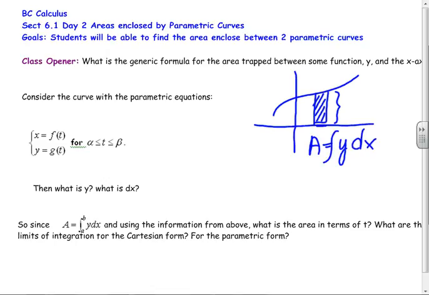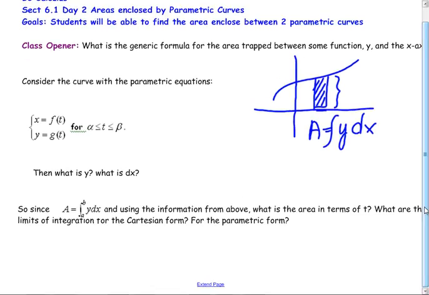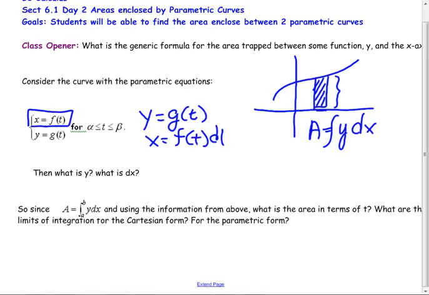Parametrics are the same exact thing. So when you do the y, you just leave it y. But, so if y is equal to g of t, right here, it's very clever if you think about it. How do you find dx? If x is equal to f of t, then dx is equal to f prime of t dt. So that's all there is.